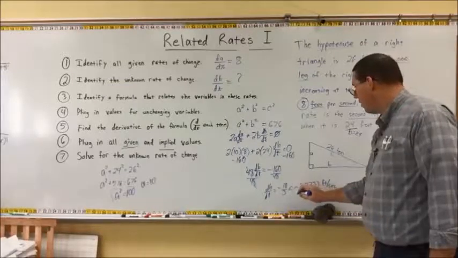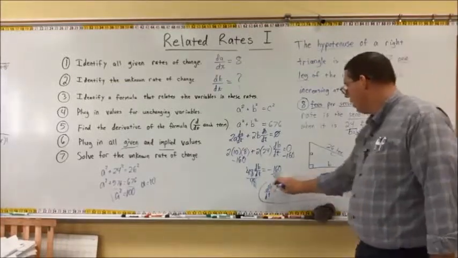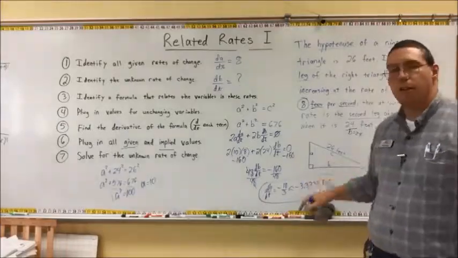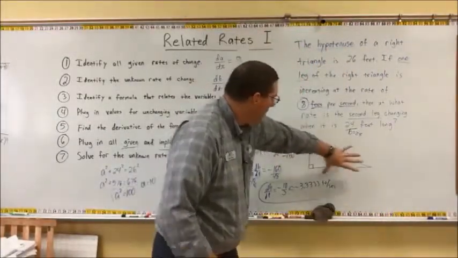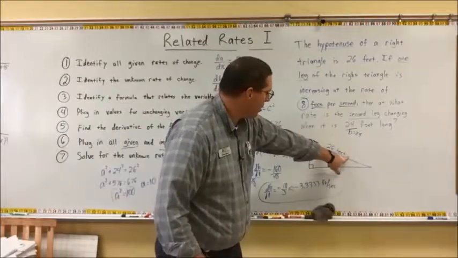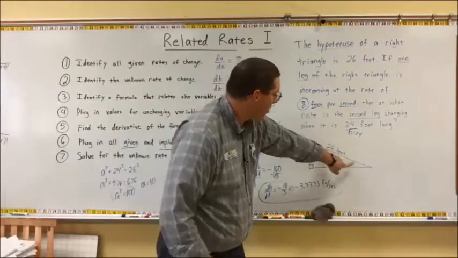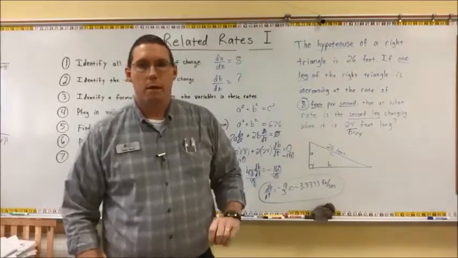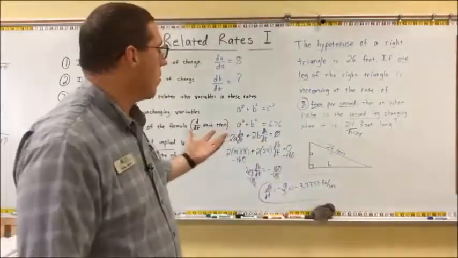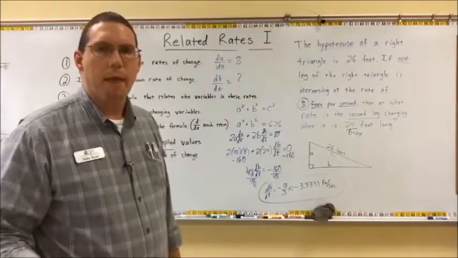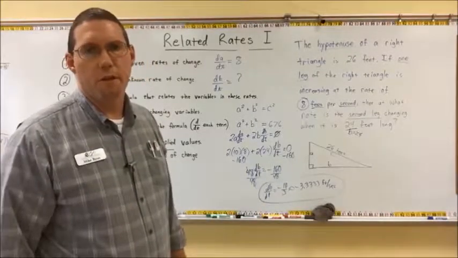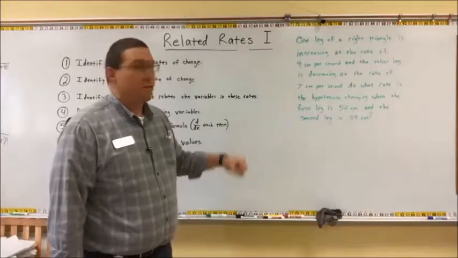Also, note that this rate of change is negative. That means that the length of B is decreasing. As A gets longer, B gets shorter. And that makes sense because this hypotenuse has to stay the same length. Okay? So there's an example of a problem that uses a right triangle. Let's do one more right triangle problem, and then I think you'll have a pretty good feel for this whole thing.